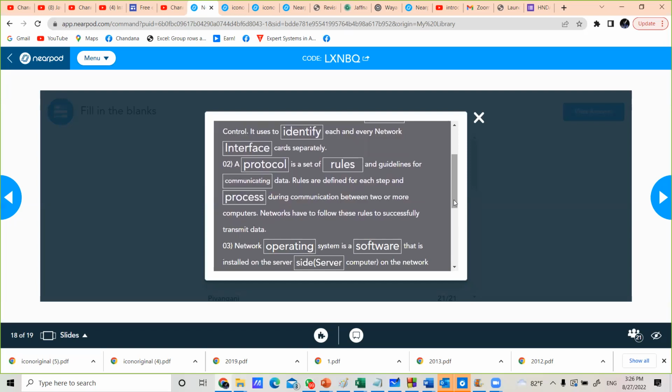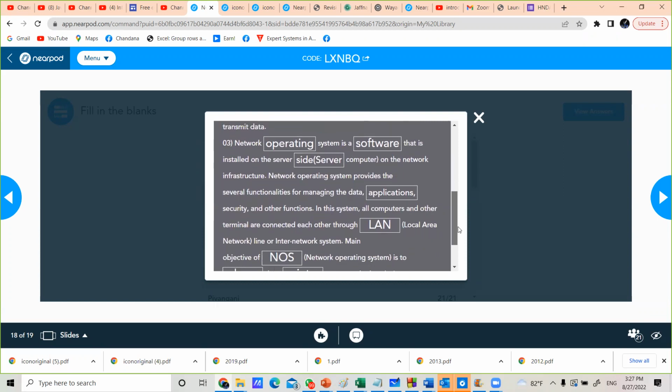Then the second one, protocol. It should be protocol. It's a set of rules and guidelines. The answer should be rules and guidelines for communicating. When communication happens between two computers, it should follow some set of rules and guidelines. Therefore, communicating is the answer. Rules are defined for each step and process during communication between two or more computers. Networks have to follow these rules to successfully transmit data.